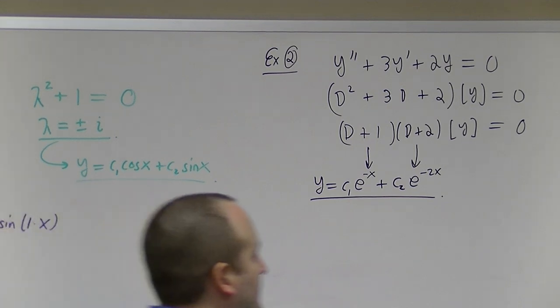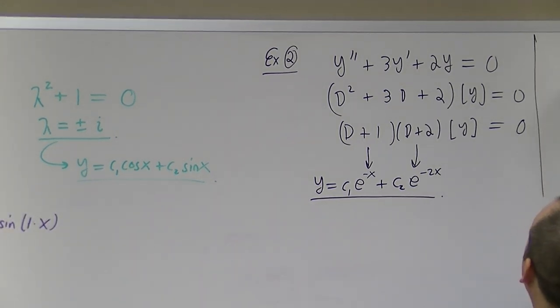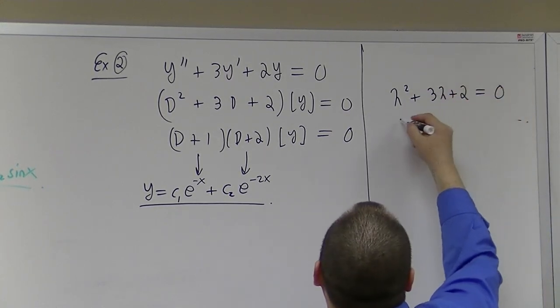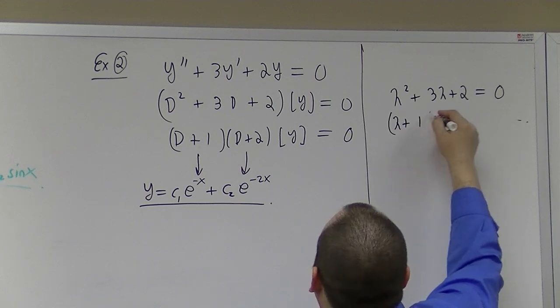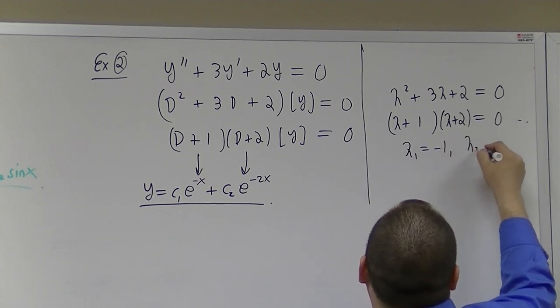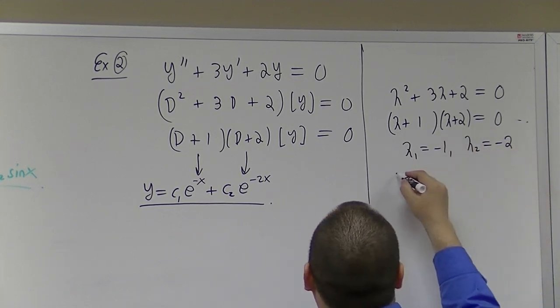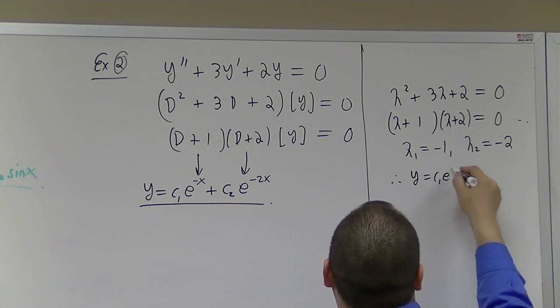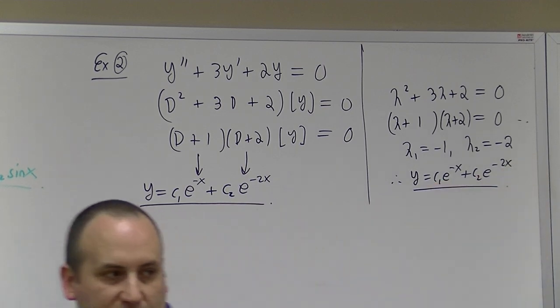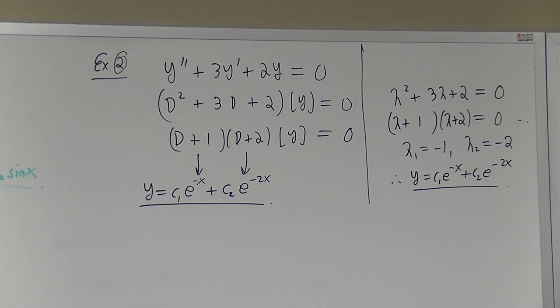Now, this is not how I sell it to calculus 2 students. Typically I would say, okay, so lambda^2 + 3 lambda + 2 = 0. There's my characteristic equation. So that's (lambda + 1)(lambda + 2) = 0. So I get lambda 1 = -1 and lambda 2 = -2. Therefore, y is c1 e^(-x) + c2 e^(-2x). There's what the solution looks like in terms of the characteristic equation. This is the other way of denoting our work. Let us do another.